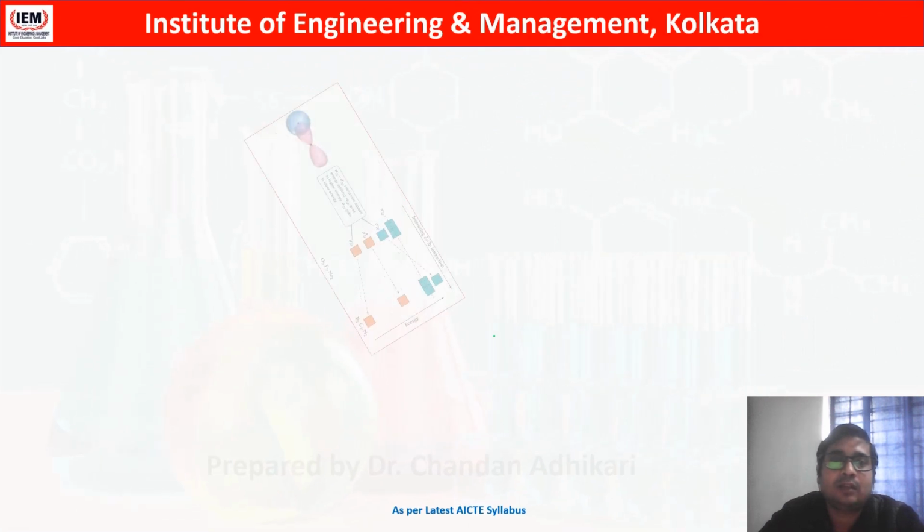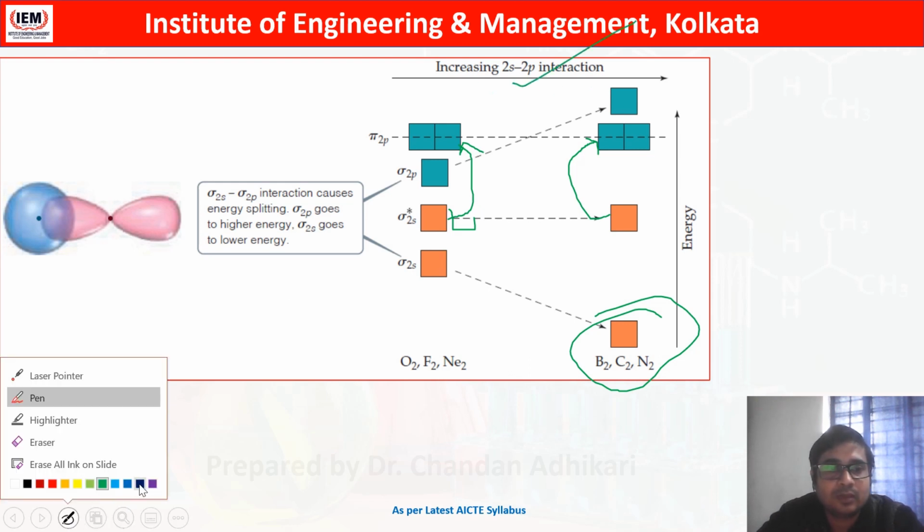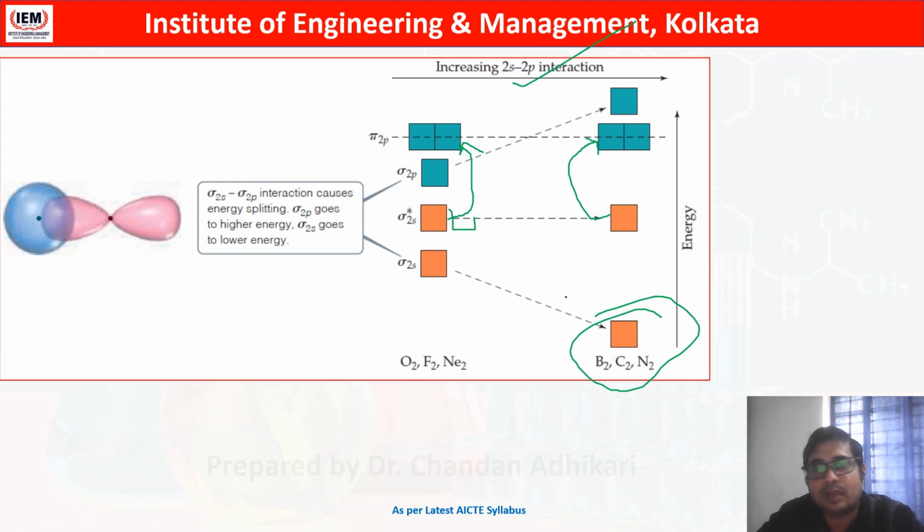So as I told you, the reason behind this is the interaction between 2s and 2p. In the case of boron, carbon and nitrogen, the 2s 2p interaction is very strong, whereas for oxygen, fluorine and neon, this interaction is not that strong, whereas in this case the interaction is very strong. Because of that, this is lower in energy, whereas this is not lower in energy. So you need to remember the 2s 2p interaction. This is very important, because this is the actual reason why it appears.